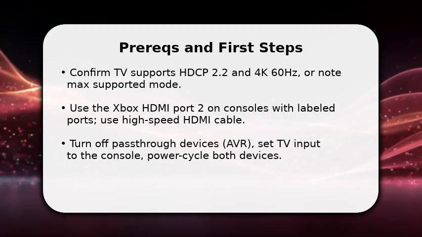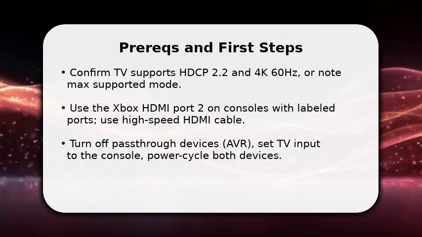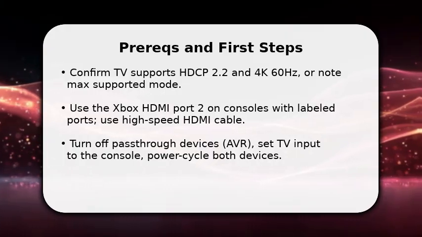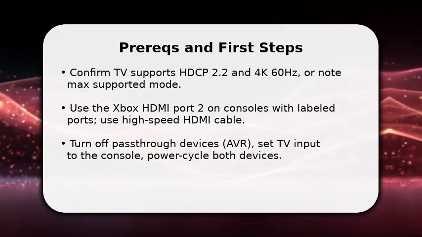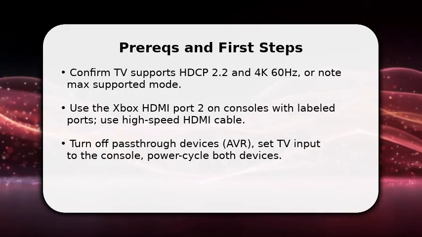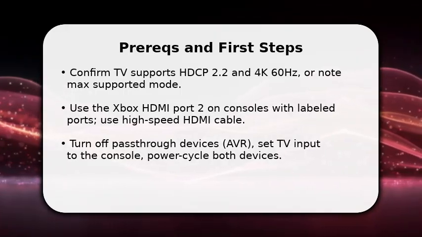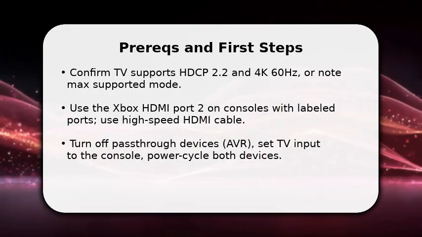You start by verifying hardware and connections so you don't chase phantom errors. First, check that the TV supports HDCP 2.2 and 4K 60Hz. If not, you'll know which mode to target. Plug the high-speed HDMI cable into the Xbox HDMI output and the TV input directly. Avoid AV receivers for this initial test.